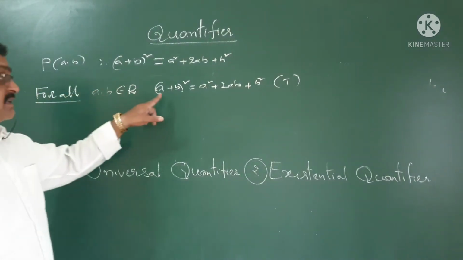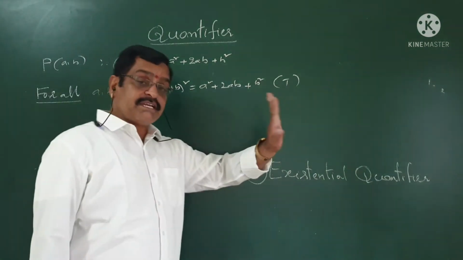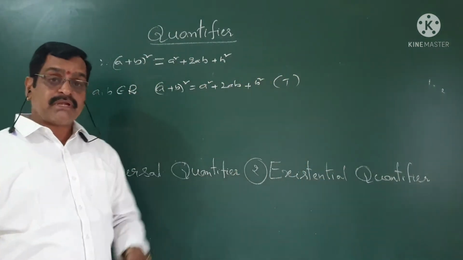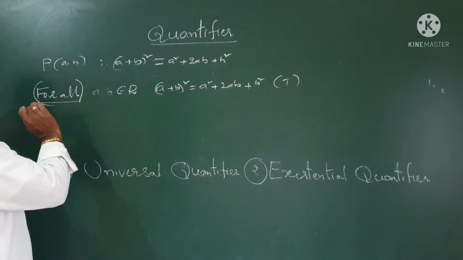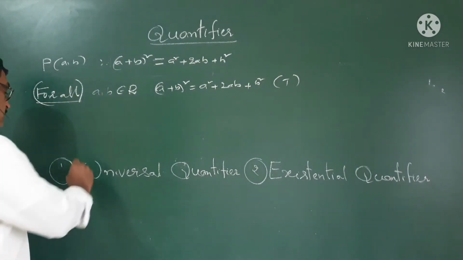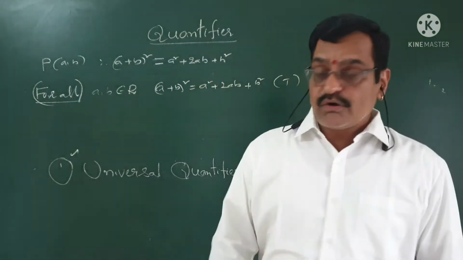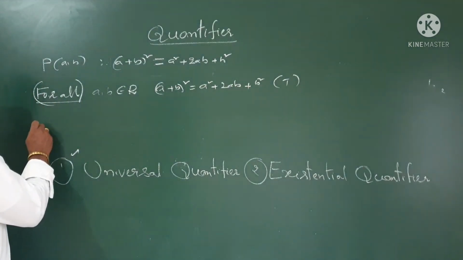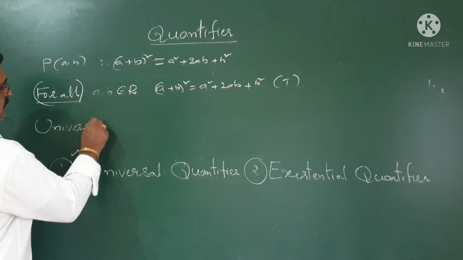So by reading this phrase, you understand that this identity is true for all a comma b. Now this for all phrase is called universal quantifier. How do you denote it? So, universal quantifier.